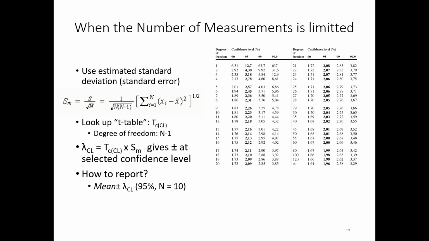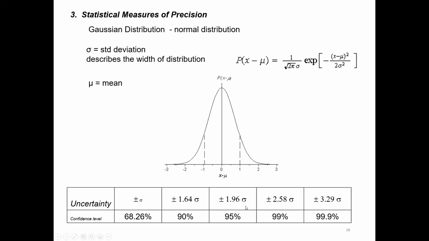However, when we approach more than 100 measurements, still at the 95% confidence level, we can see the T value now is very close to the sigma value, right? 1.98. The sigma we have for 95% is 1.96.